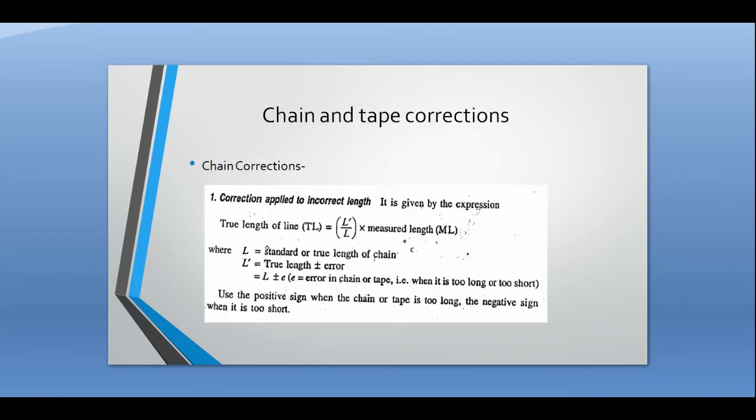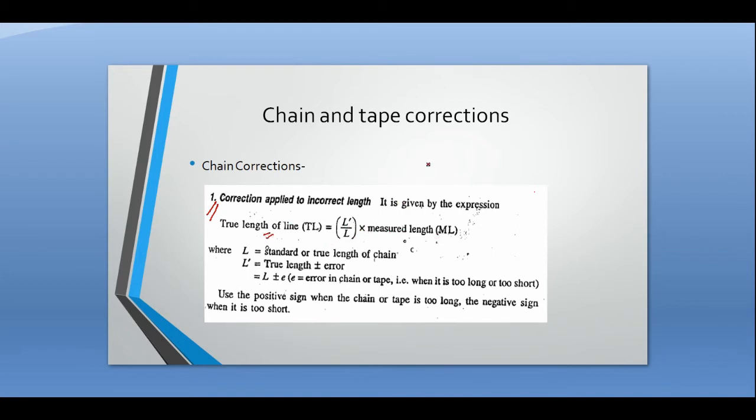Now the next one is chain and tape correction. These formulas are very important that we have to keep in mind. The correction applied to the length. So always remember this one, that the true length of the line is given by L dash upon L into measured length.